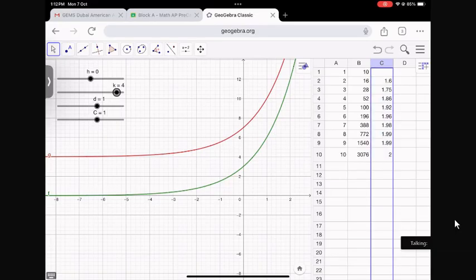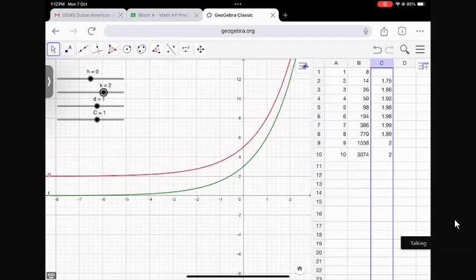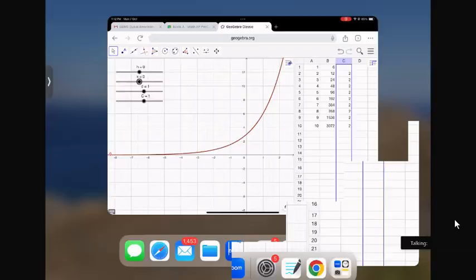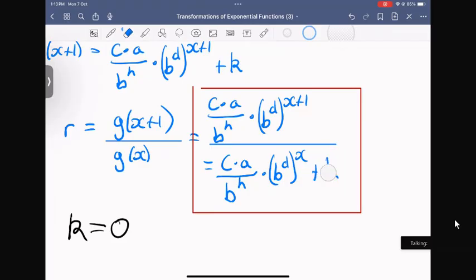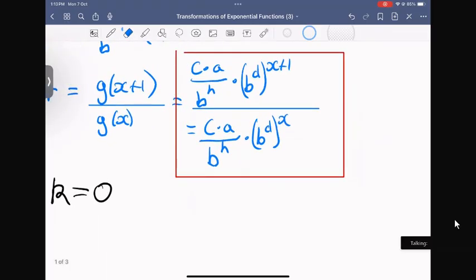So if we take k and we set it equal to 0, we're going to get a common ratio. So we have to do this algebraically. So in order to have a common ratio, k must equal 0. And what that will do is it will take this out of our equation like this. Okay, so now we can see how this is going to simplify.